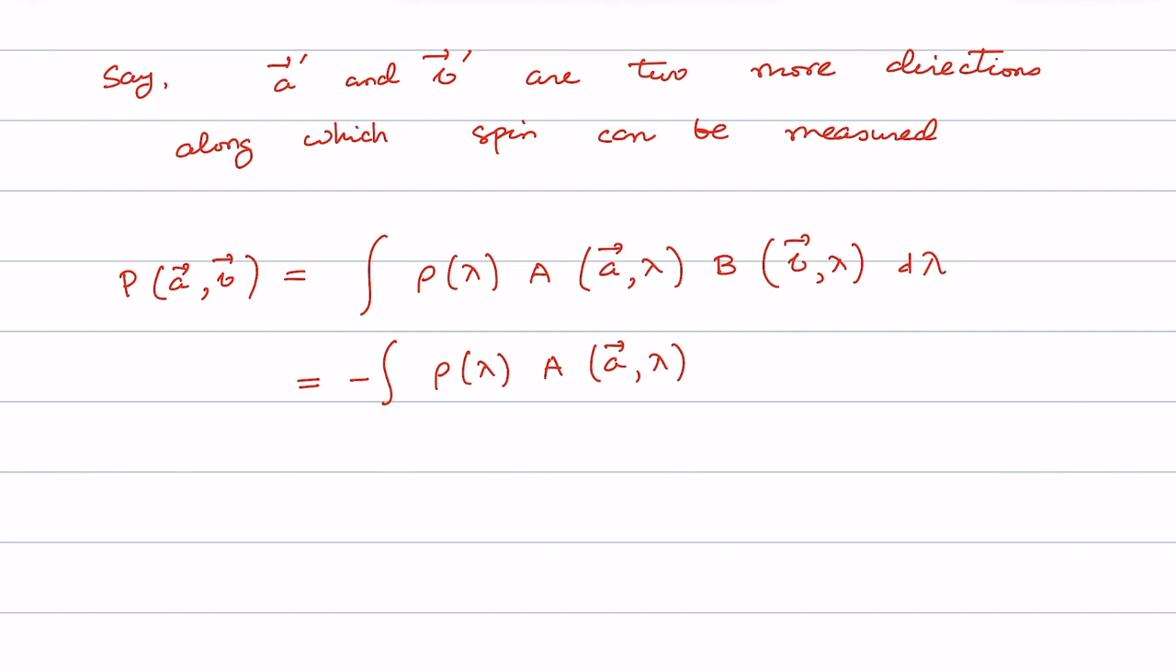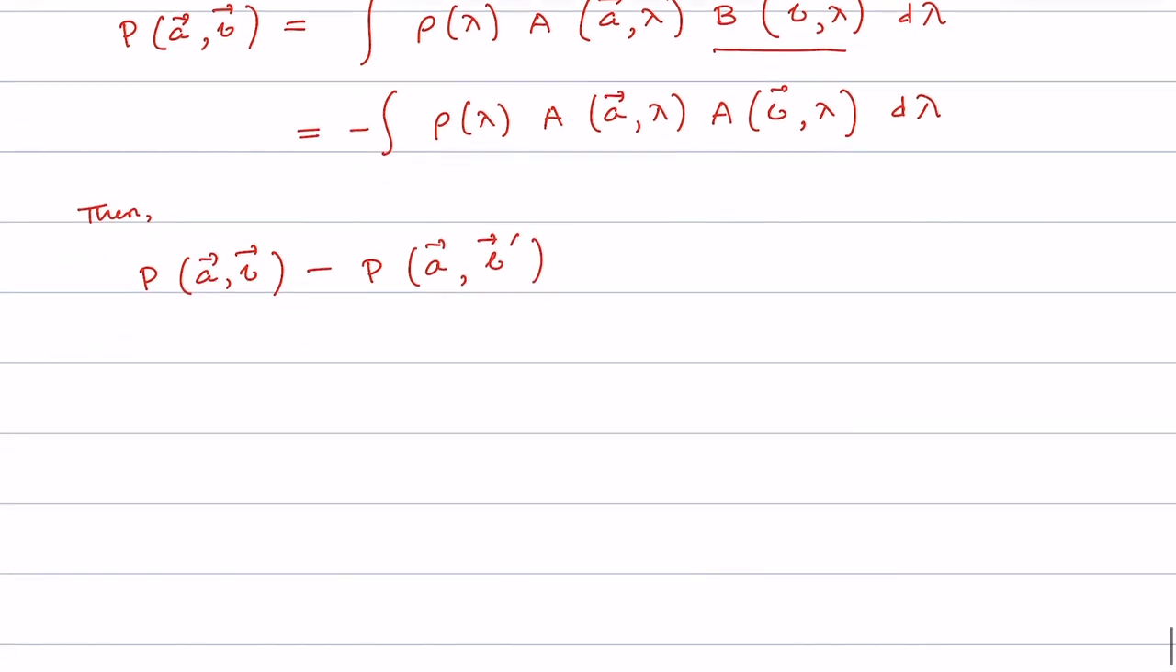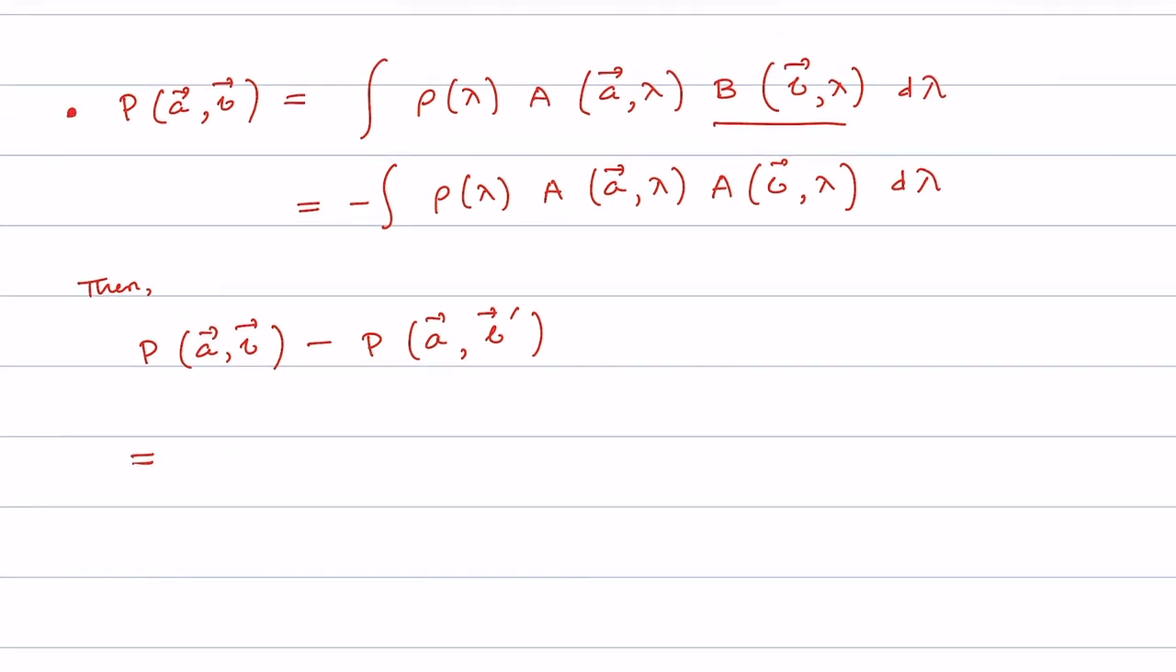A(lambda, a). Now you see, b I'm replacing by a, that's why this minus sign is coming up, and we have already discussed it in the lecture class, so please refer to that. So this is what I'm going to get. Then utilizing this, I can write P(a,b). This is simple algebra, so you just have to work it out. P(a,b'), and this would be equal to, utilizing this expression here, I'm going to use this expression.